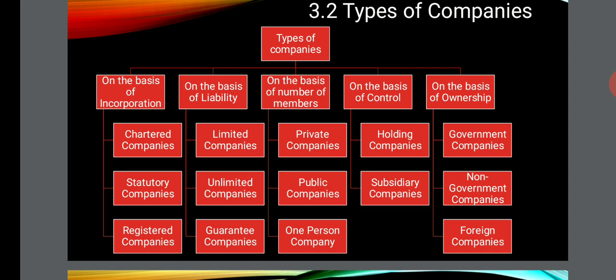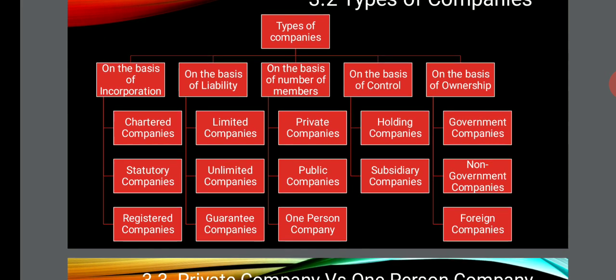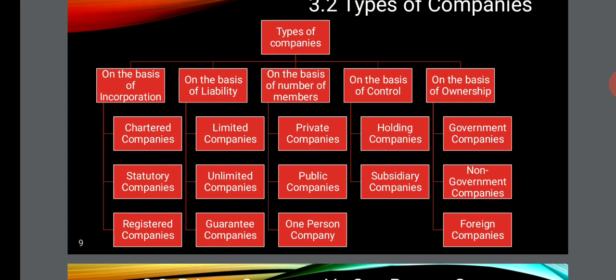Statutory companies are the companies which are made under the law. For example, to make LIC or SBI, there are separate acts. Registered companies are the companies registered under the Companies Act. Then on the basis of liability, limited companies are the companies where the liability of the shareholders is limited to the extent of shares held by them. Unlimited companies are the companies where there is no limit on the liability of the shareholders and there is unlimited liability. Guarantee companies are the companies where the shareholders are liable to the extent of the guarantee given by them.